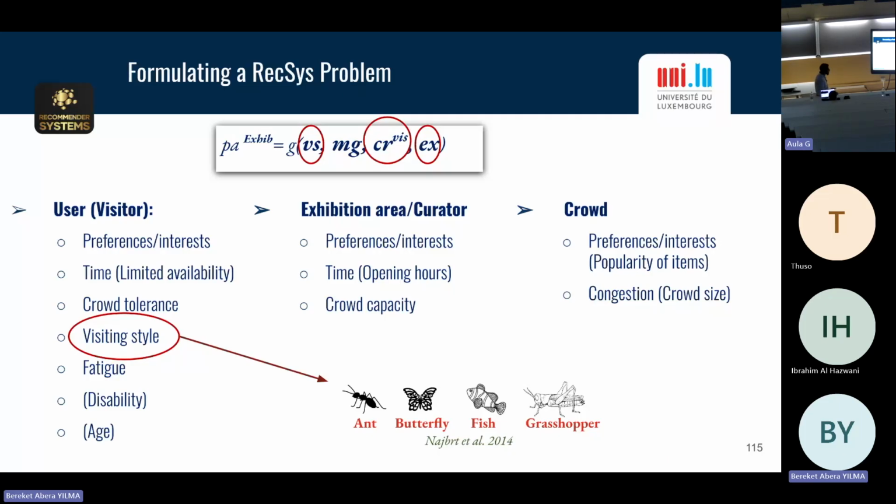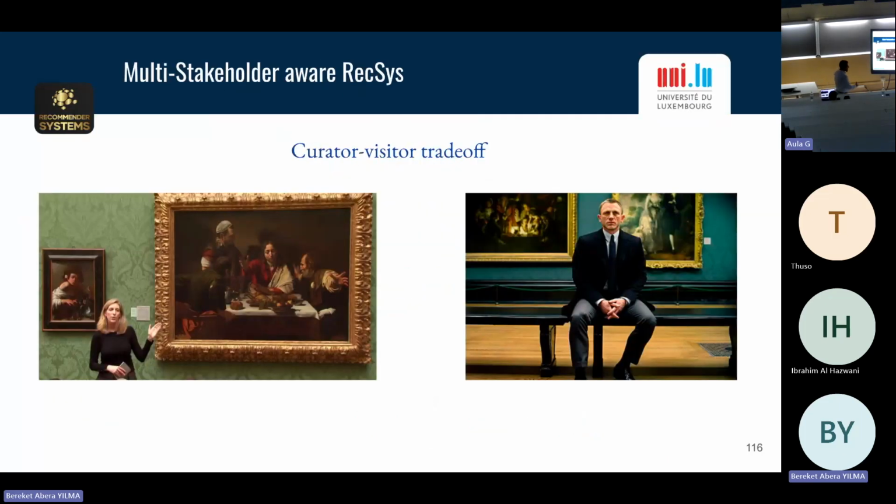So we also have this curator-visitor trade-off because in museums, sometimes they organize exhibits by theme. Today, for example, they want to expose visitors to religious paintings from the 13th century. So they want the recommender system to guide visitors to this kind of content, but the visitor is not interested in religious content. So you have this dilemma where, what do I do? Should I satisfy the visitor? Should I satisfy the curator?